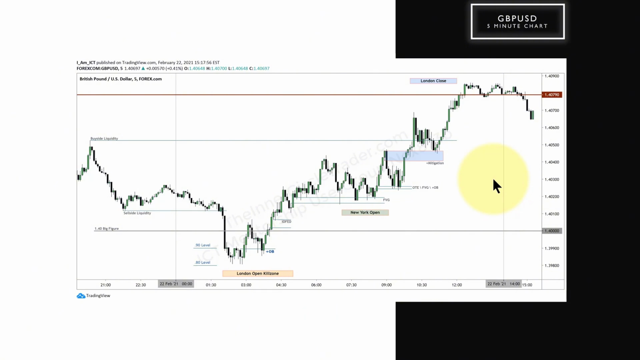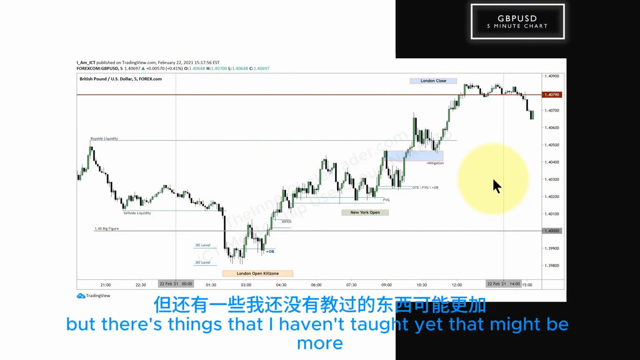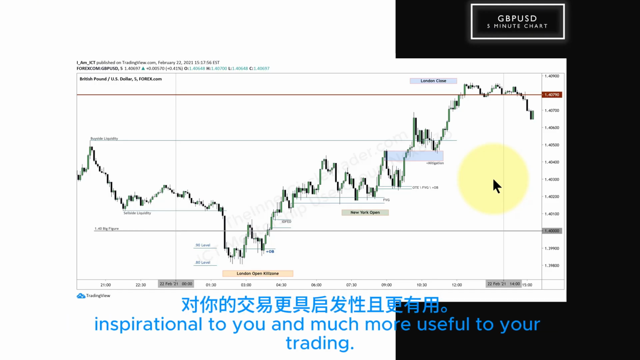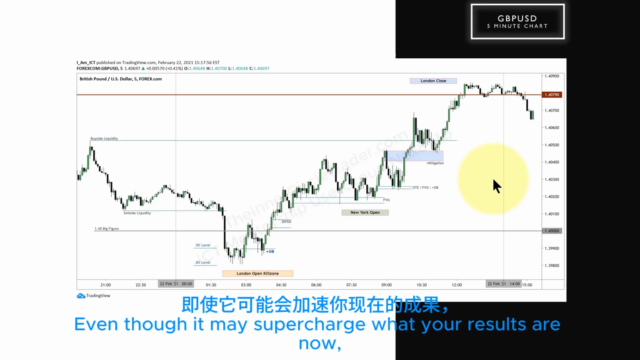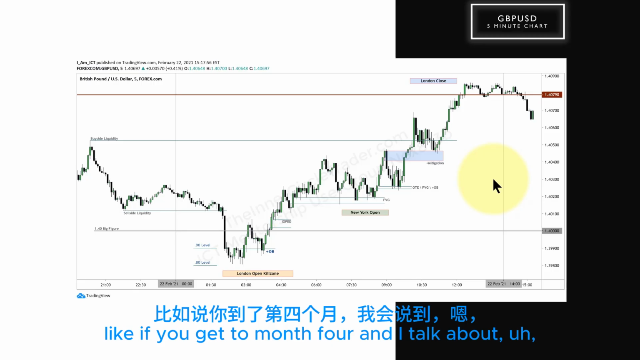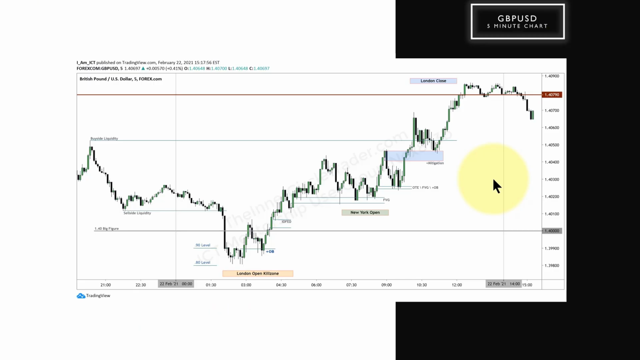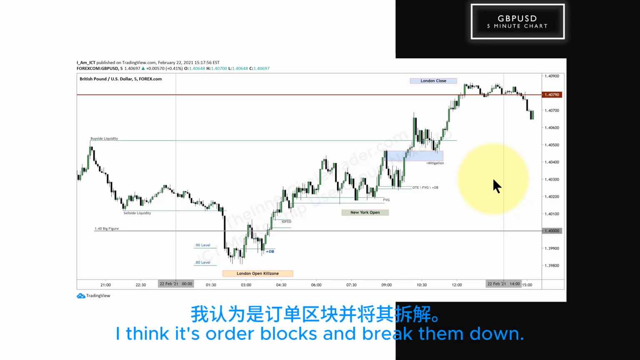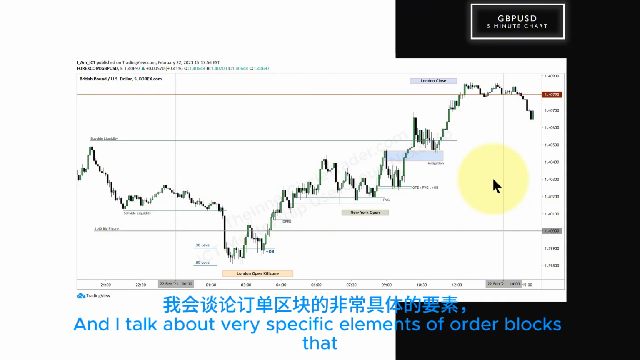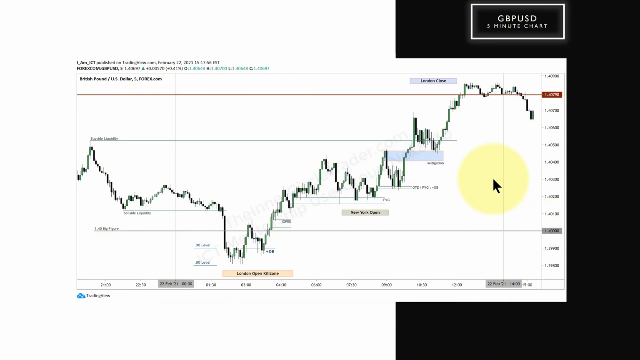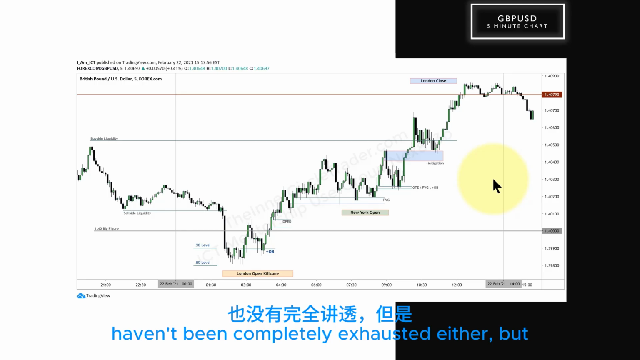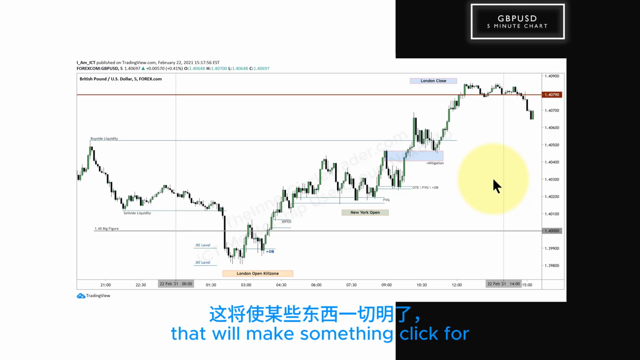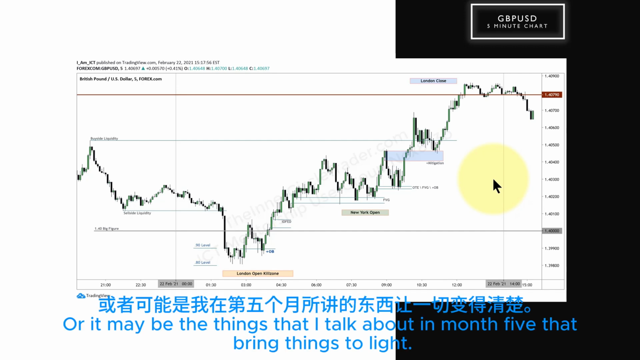That might be true, but there are things that I haven't taught yet that might be more inspirational to you and much more useful to your trading, even though it may supercharge what your results are now when you get to a certain month. Like if you get to month 4, and I talk about, if I'm not mistaken, order blocks, and I break them down, and I talk about very specific elements of order blocks that haven't been completely exhausted either. But that will make something click for you. Or it may be the things I talk about in month 5 that bring things to light.